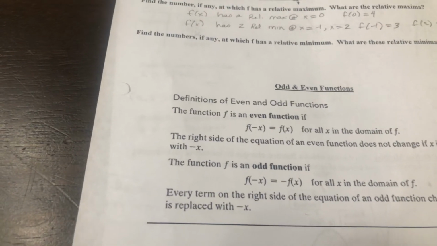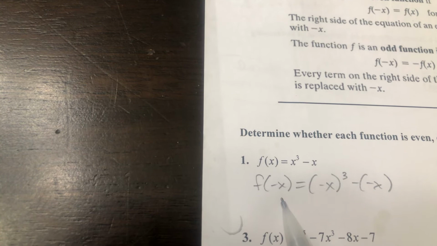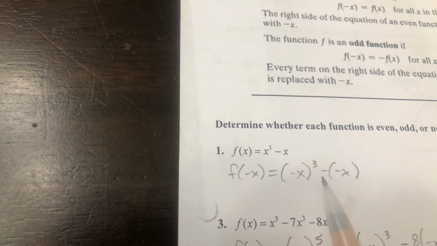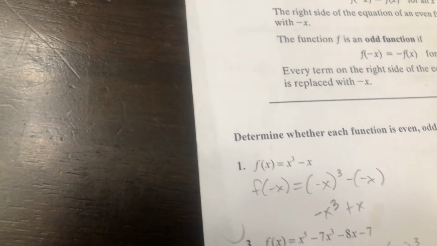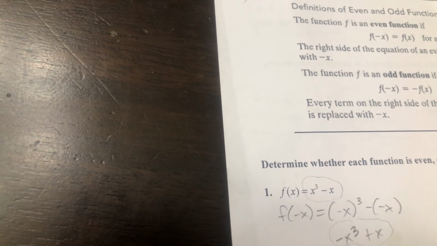Now, again, this might sound a little bit more confusing than it actually is, but all you do is every place there is an x, you plug in a -x in parentheses. So there's an x, so I put a -x and I cubed it, and then minus, and then there's an x. So what happens when you cube -x is you get -x cubed, and then that becomes positive x. So if it's exactly the same, it's even. If it's exactly opposite, it's odd. So look, it is exactly the opposite. So this guy is an odd function.